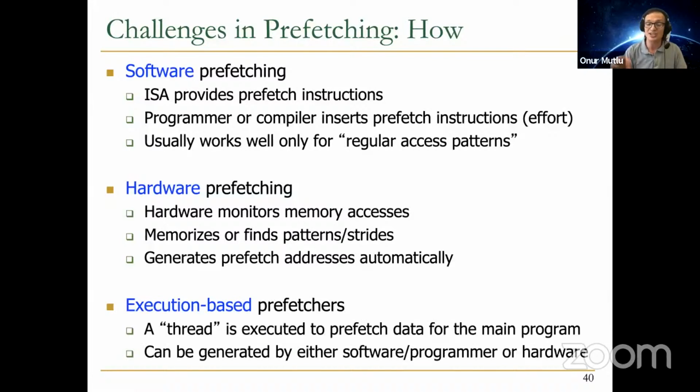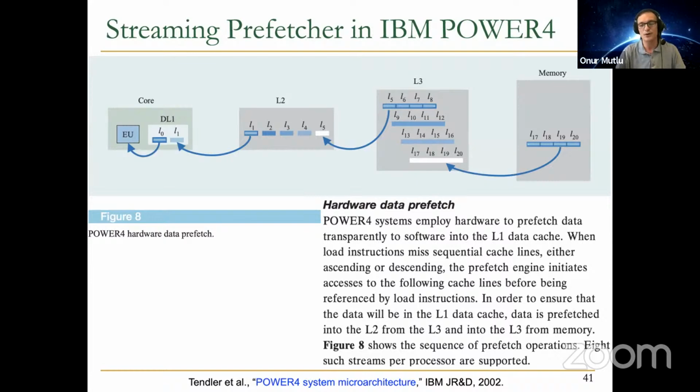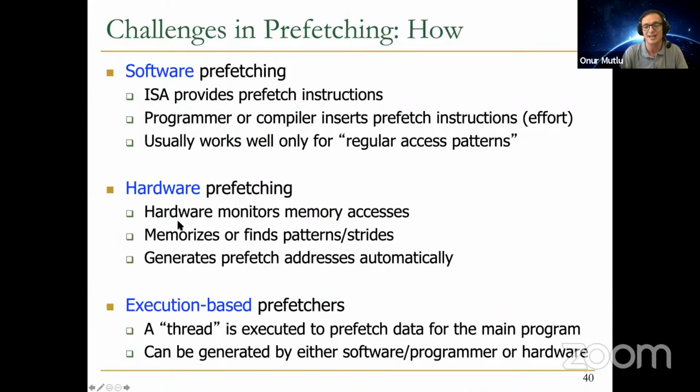Execution-based prefetchers are very interesting because they're a combination of hardware and software, I would say. Essentially, you execute a thread speculatively to prefetch data for the main program. And this thread can be generated by either software, the programmer, or the hardware completely dynamically. And we're going to look at examples of this. Actually, one particular example that I developed during my PhD thesis, as we will see. But before I go into that, let's take a look at a simple hardware prefetcher that does streaming access patterns.